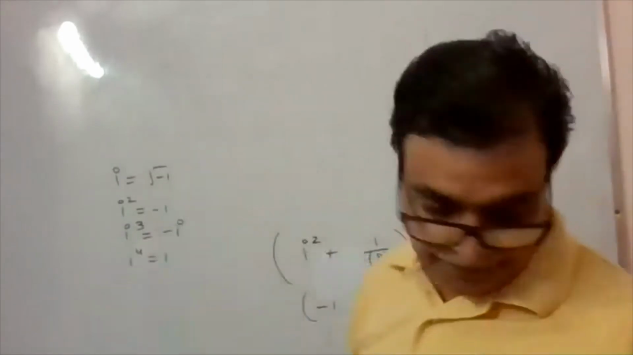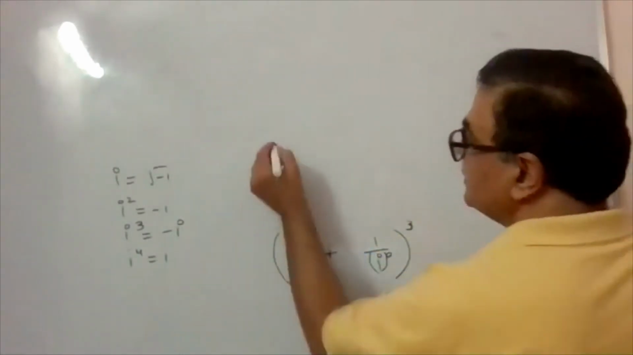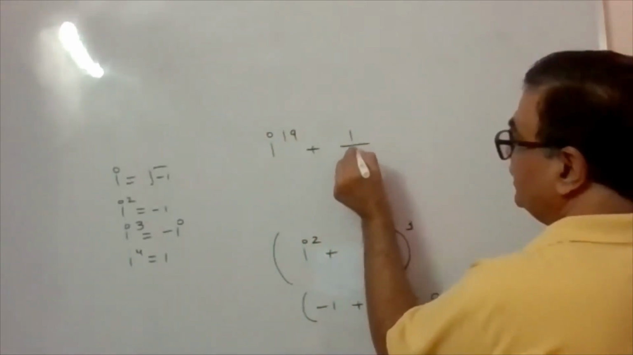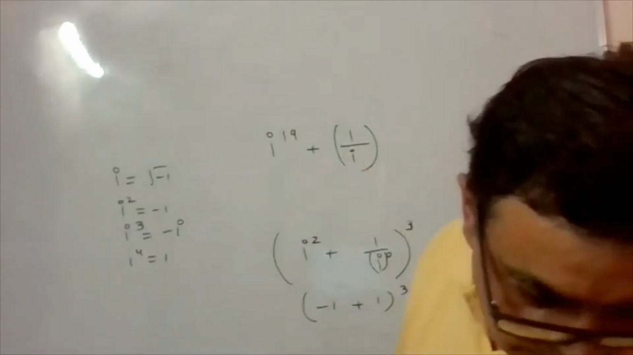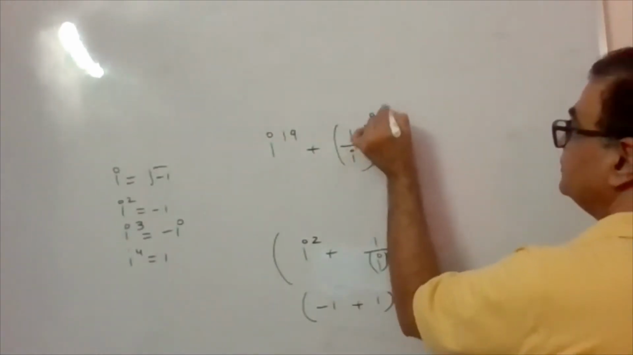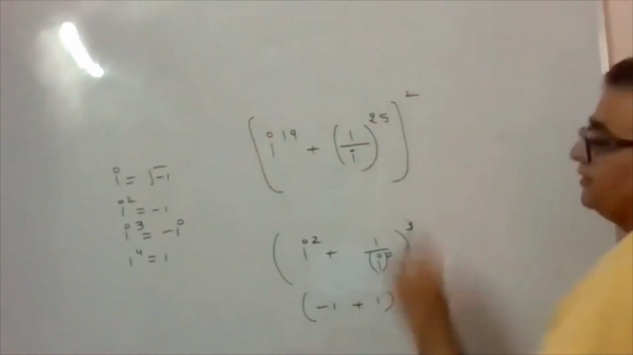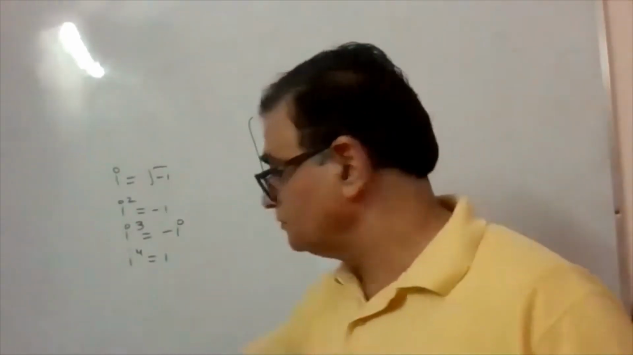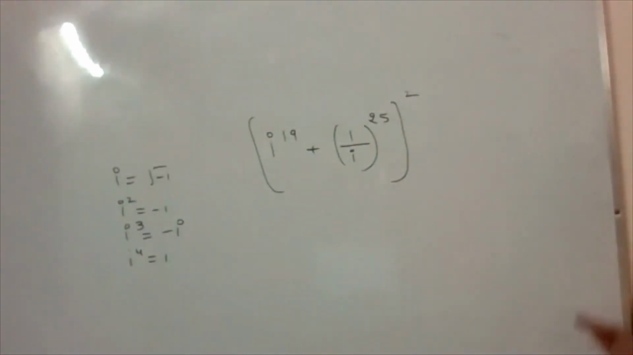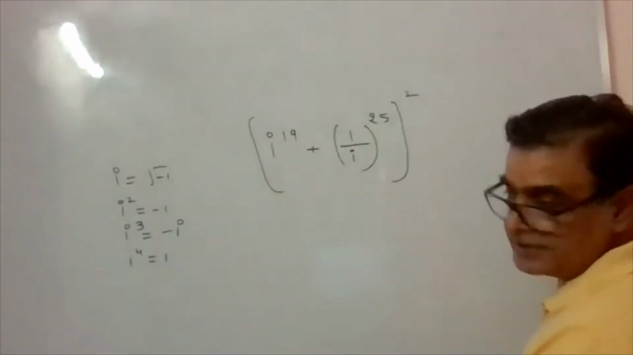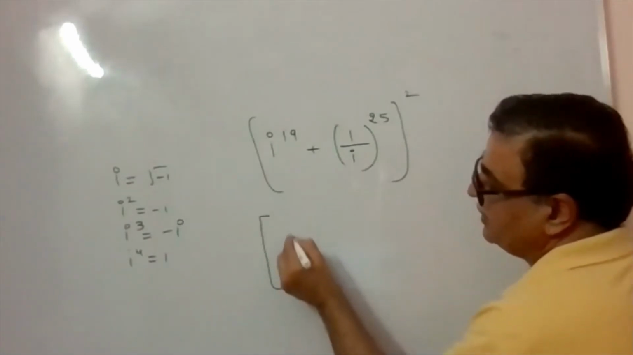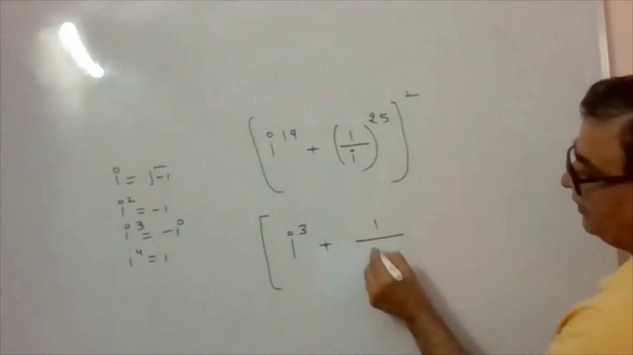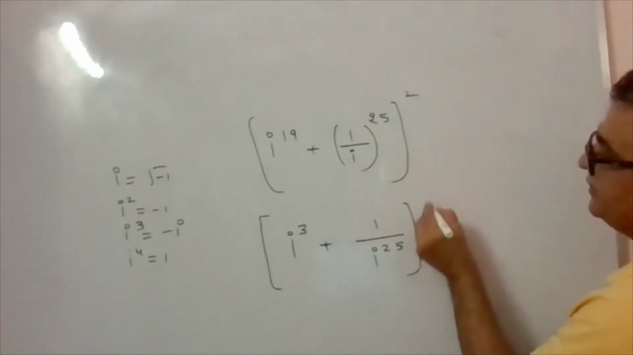One more question. Iota power 19 plus 1 by iota whole power 25, whole square is the result. Question is find out this value. When it is iota power 19, 16 is there, so left is what? Remainder is 3, so iota cube. This is 1 by iota power 25 and it is whole square.